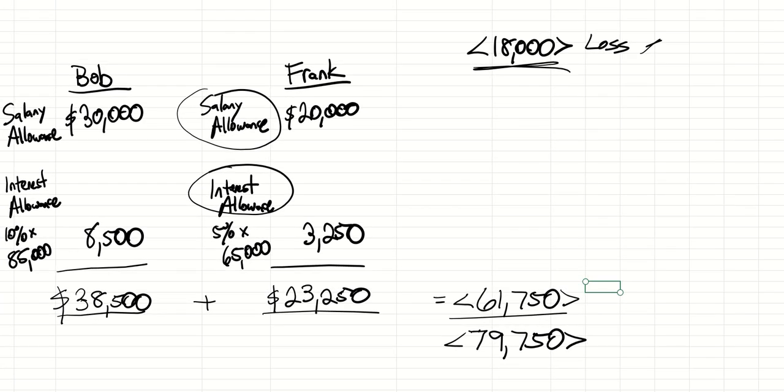So hopefully that makes sense. Because again, we're just trying to allocate this $18,000 loss based on the salary allowances and interest allowances that were provided to Bob and Frank in the business. That's it.